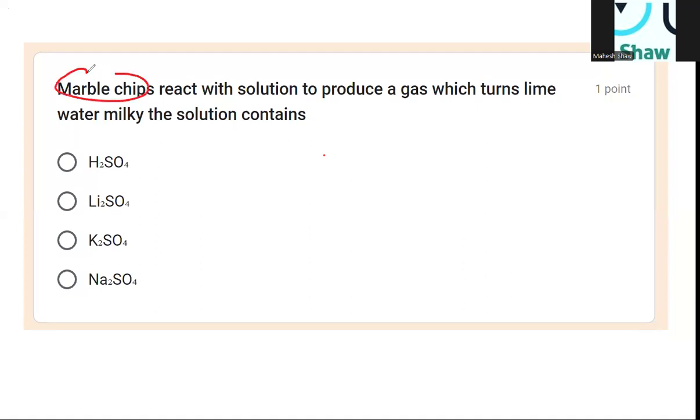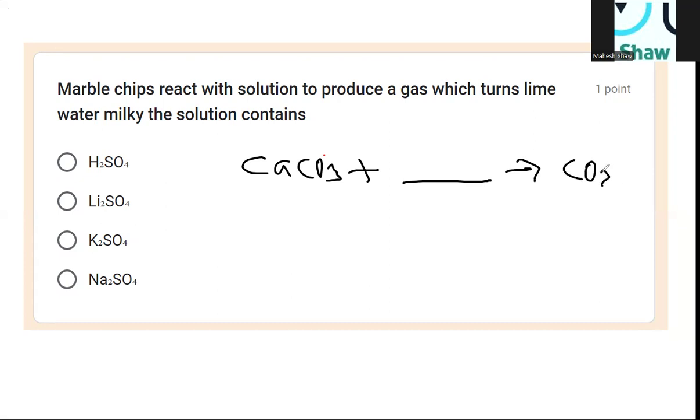In this MCQ, it says marble chips react with a solution, any of these solutions, to produce a gas which turns lime water milky. So if it is turning lime water milky, the gas produced has to be carbon dioxide. And we know that marble chips are what? Calcium carbonate. So we know that metal carbonates or metal bicarbonates, marble chips is nothing but calcium carbonate, that is a metal carbonate, and it reacts with a substance, right, to give one product, carbon dioxide.